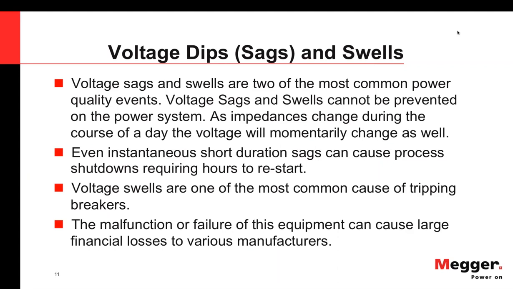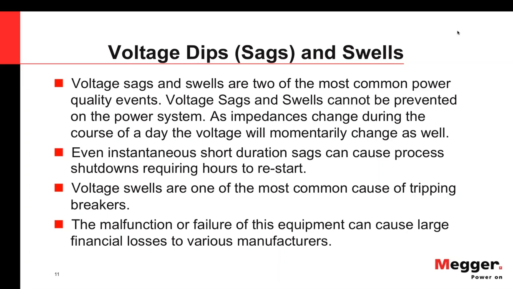Sags and swells can't be prevented on power systems. As impedance changes, you're going to have changes in the voltages that respond to those changes in impedance. Even instantaneous short duration sags, though, can cause processes to shut down. When processes shut down, they can take hours to restart, and in fact, you can lose an entire production run. So they can be very detrimental and very costly to manufacturing facilities.